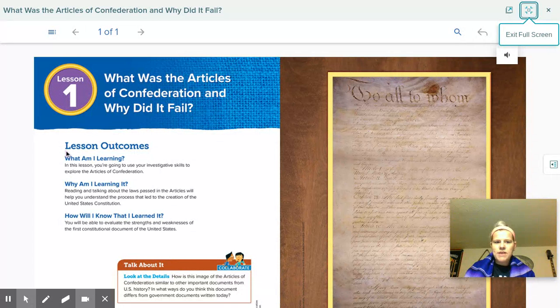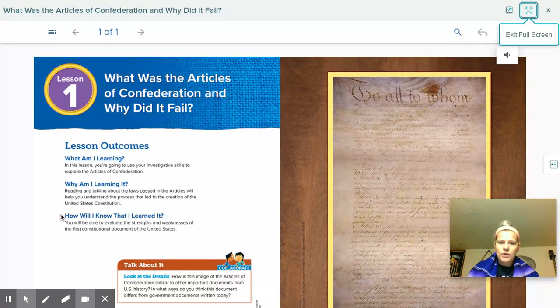So here are your lesson outcomes. So ask yourself, what am I learning? Well, in this lesson, you're going to use your investigative skills to explore the Articles of Confederation. Why am I learning it? Well, reading and talking about the laws passed in the Articles will help you understand the process that led to the creation of the United States Constitution.